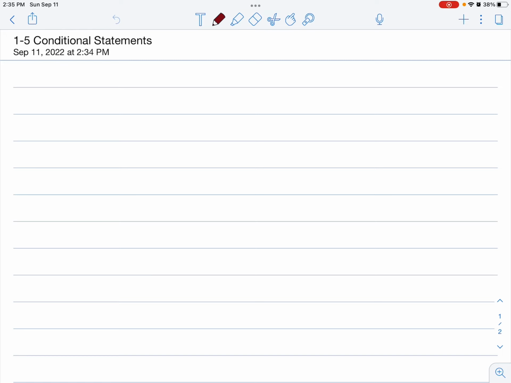So what a conditional statement is, the short version, is a statement in if-then form. So we're going to be writing some sentences today that have to do with reasoning, right? We talked about inductive reasoning last week, and we're going to continue to talk about that this week. The if part is called the hypothesis, kind of like in science class, and the then part is called the conclusion.